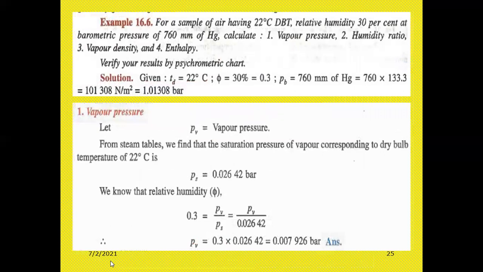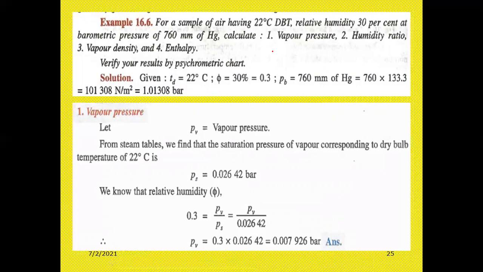Next one. From the sample of air having 22 degrees DBT, the relative humidity 30% at barometric pressure of 760 mm of mercury. Calculate vapor pressure, humidity ratio, vapor density and enthalpy.